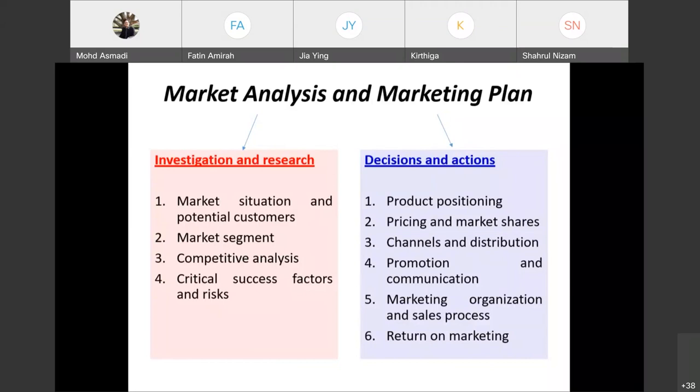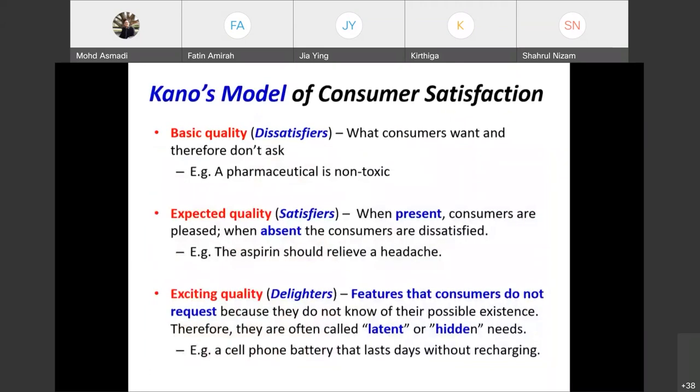I'll just summarize. This is another model of consumer satisfaction, where the basic quality is the dissatisfier: what consumers want and therefore don't ask. We call it Kano's model. The expected quality is whether it satisfies or not when we present it to the consumer. And the exciting quality is what they like, which consumers do not request with our products.